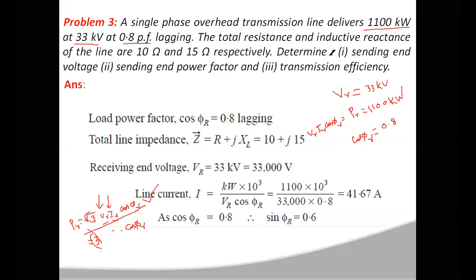Okay. So now here you have to find out the sending end voltage, so the Vs value you have to find out. At the same time, the sending end power factor, so cos phi s you have to find out. And then the transmission line efficiency also you have to calculate, right? So now from this equation, you can calculate the IR value, right? That IR value is equal to PR by VR into cos phi r.